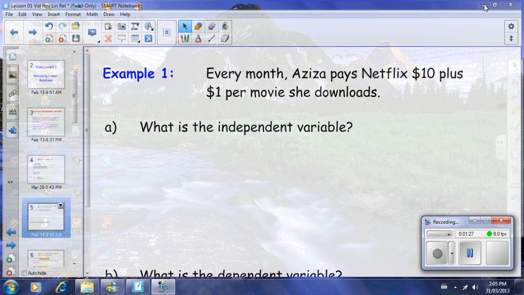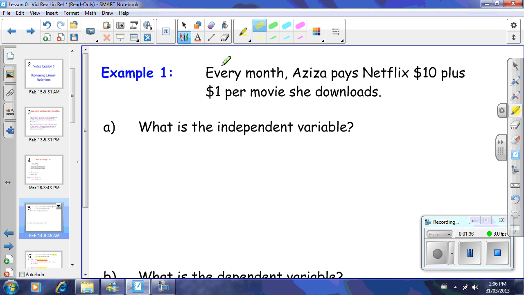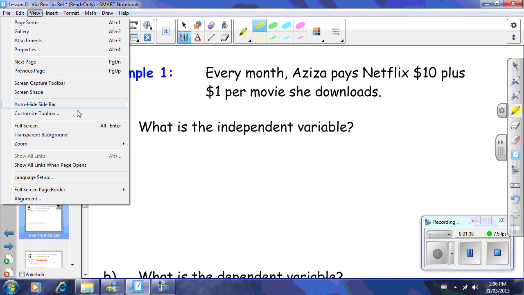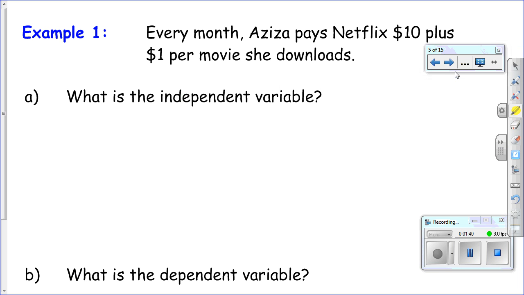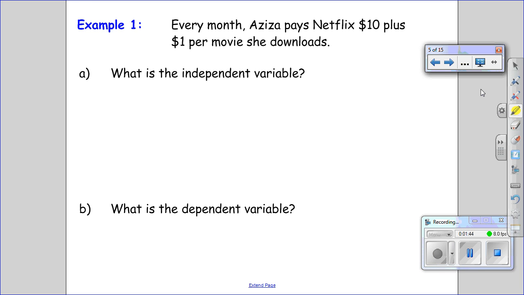Sorry guys, I lost the highlighter here, and I'd kind of like to have that to show you some stuff. Remember, we talked before about highlighting the important information in a word problem so that we make sure we know exactly what we're solving for.